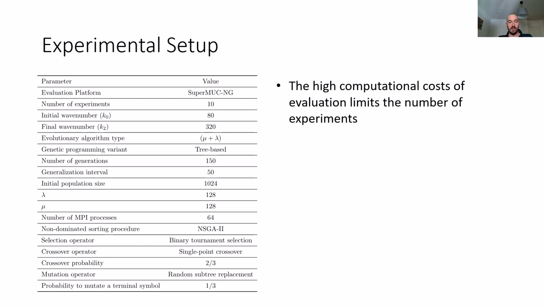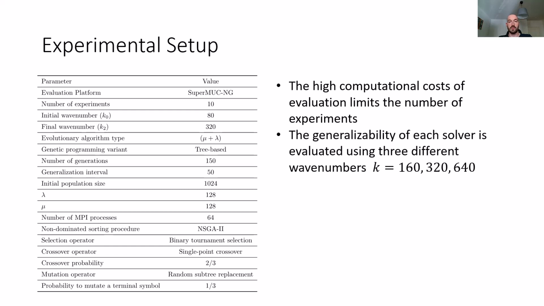Unfortunately, the high computational costs of each experiment limit the number of experiments that we can perform. So we only perform 10, just to demonstrate that the method is able to work and have at least some basic evaluation. Within the optimization, we generalize our methods starting from a wave number of 80 until we reach a wave number of 320, which is already quite high. You can look up all the other details, since I don't have the time for that.